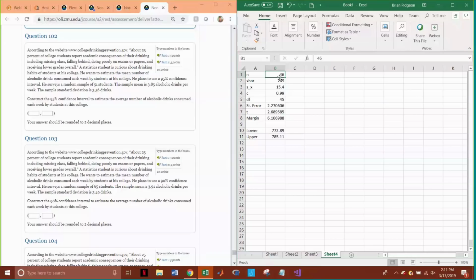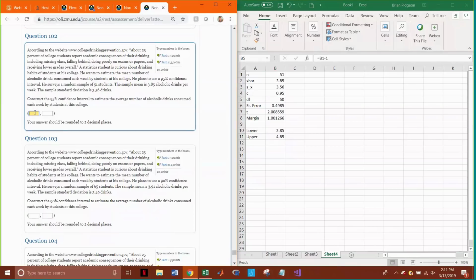So he wants a 95% confidence interval, so he takes a random sample of 51 kids, finds that the sample mean is 3.85 per week, and the standard deviation is 3.56. And we want a 95% confidence interval, so 0.95. And so we get from all this, having it already typed in for us, 2.85 to 4.85. And you could even try doing it yourself and see if you get the same numbers.